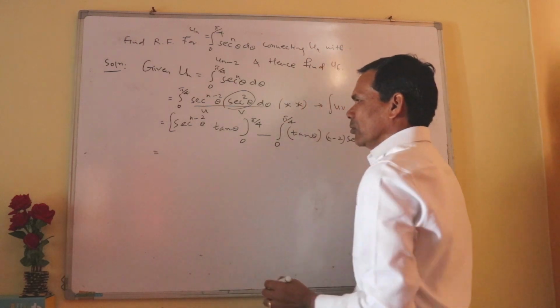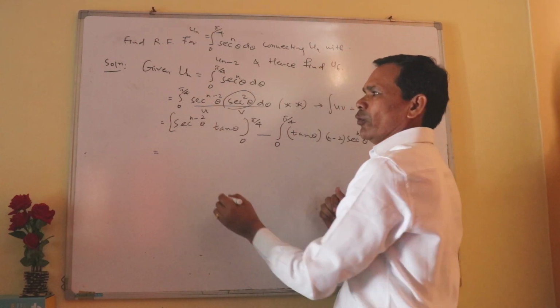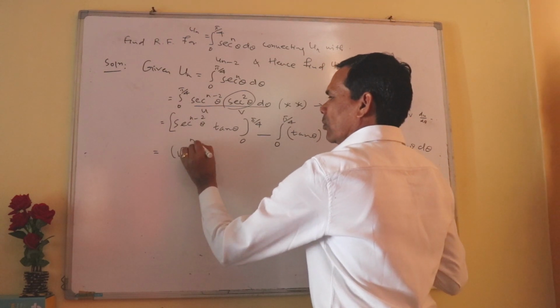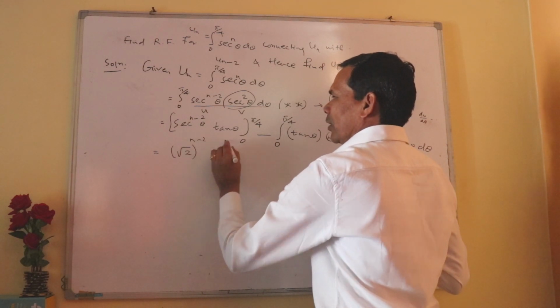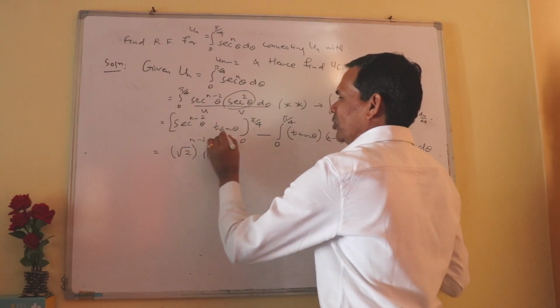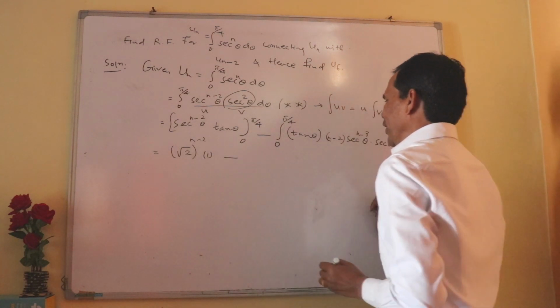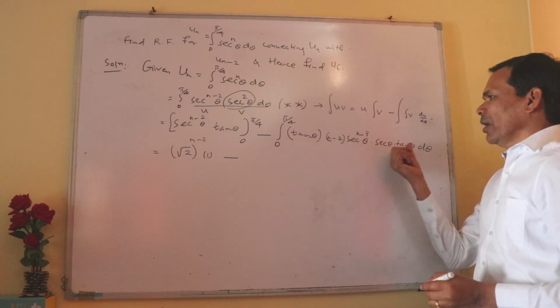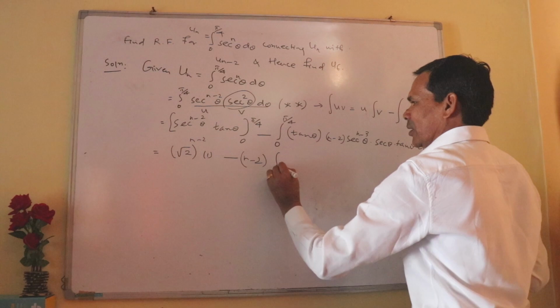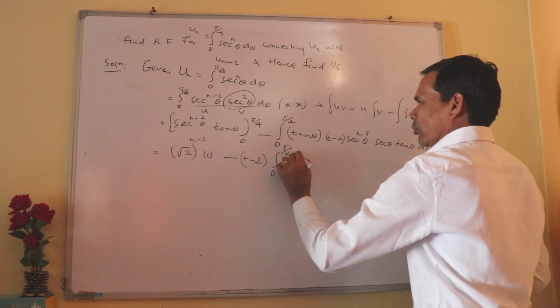So this is equal to pi by 4, sec pi by 4, as you know earlier, it is root 2 bracket raised to n minus 2, and tan pi by 4 is 1. For 0, tan 0 is 0, that's why the whole term is 0. Now I take this n minus 2 outside and simplify this further. This would be 0 to pi by 4.